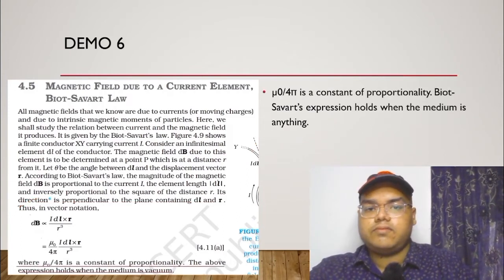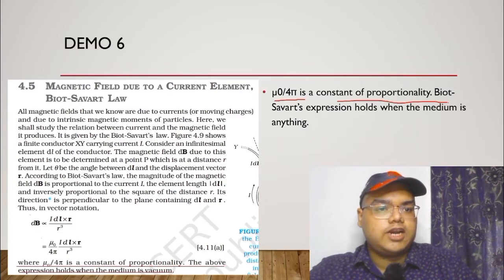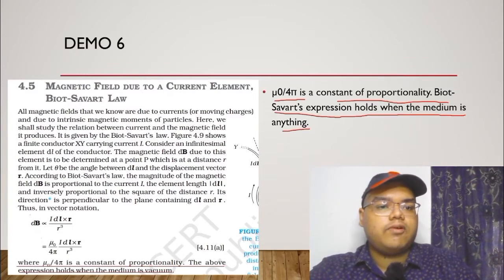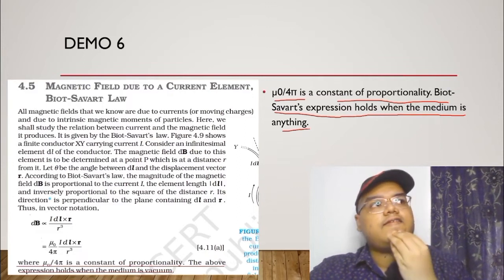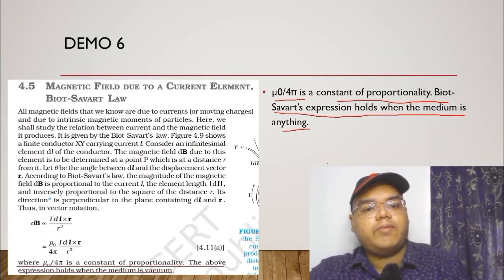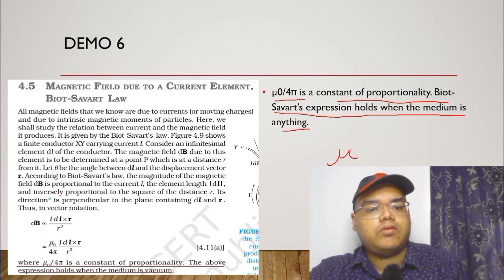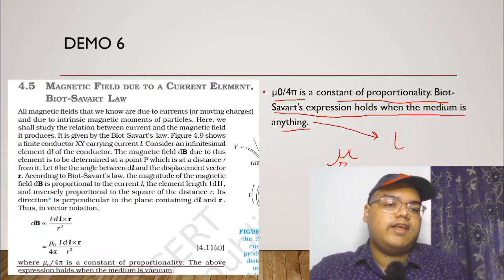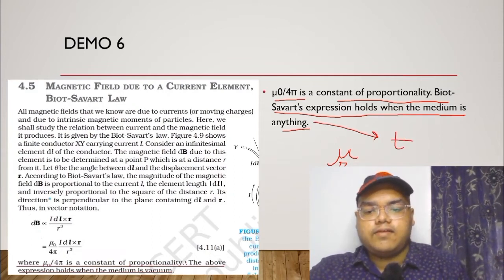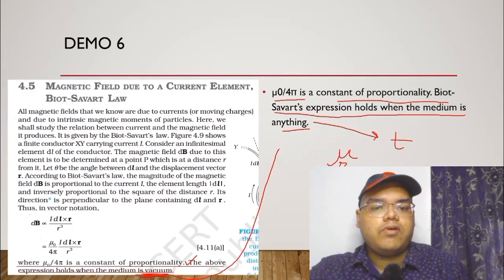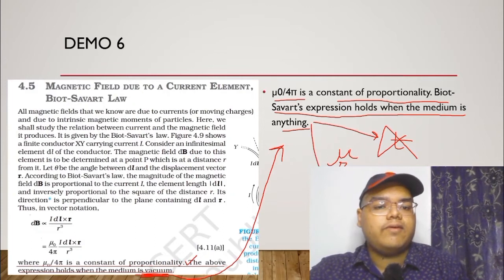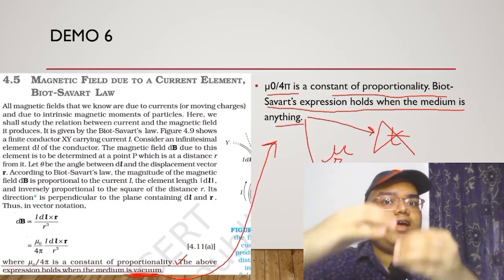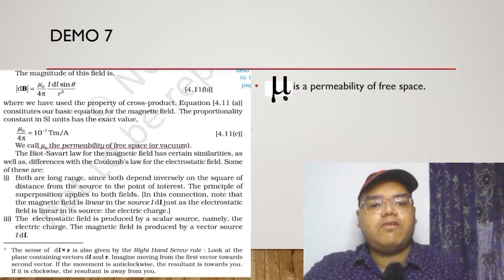Next, mu naught by 4 pi is a constant of proportionality. Biot-Savart's law's expression holds when the medium is anything. Here you will ask yourself that I had read a concept named mu r, so I will give this answer as true, but NCERT says it differently, as the above expression holds when the medium is vacuum. Okay, so the real answer to it will not be true, but it will be false. This is how you can have an examiner mindset. Okay, what is the permeability of free space?